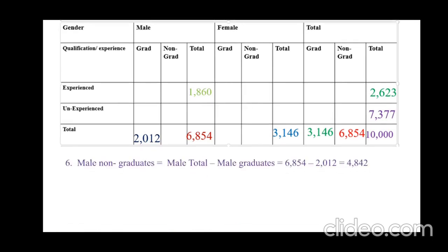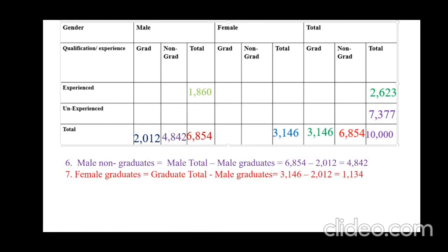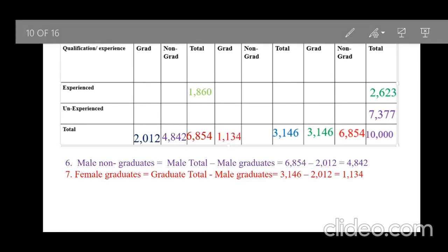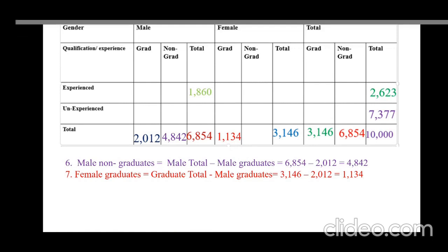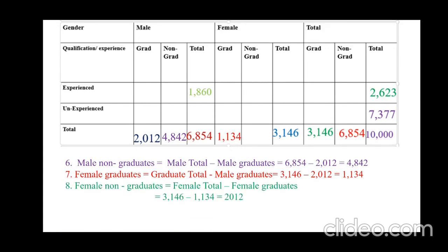Then some more information. Male non-graduate is male total minus male graduates, which gives 6842. Then female graduates is graduate total minus male graduates. Likewise, in each place we can fill in values one by one. So female non-graduate equals female total minus female graduates. Likewise, if any one piece of information is available, you can find out the rest.